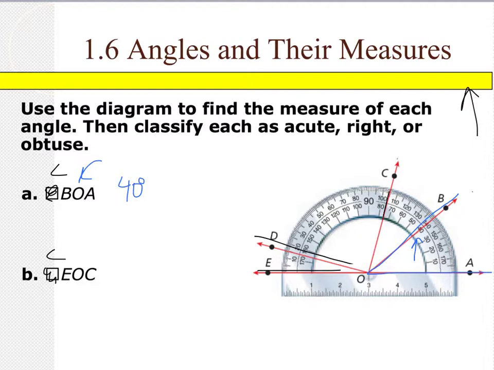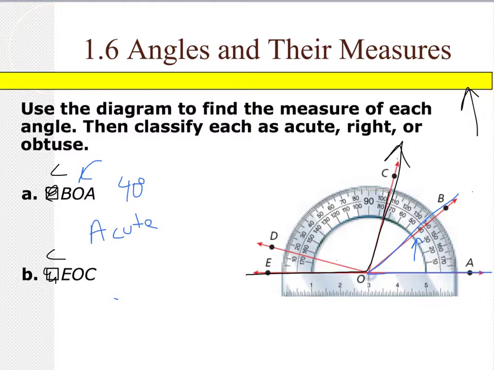We know that a 40-degree angle is always less than 90, which means it is acute. It's so cute because it's so small. It's acute. Okay, acute angle. Next, EOC. All right, erase these lines right here.